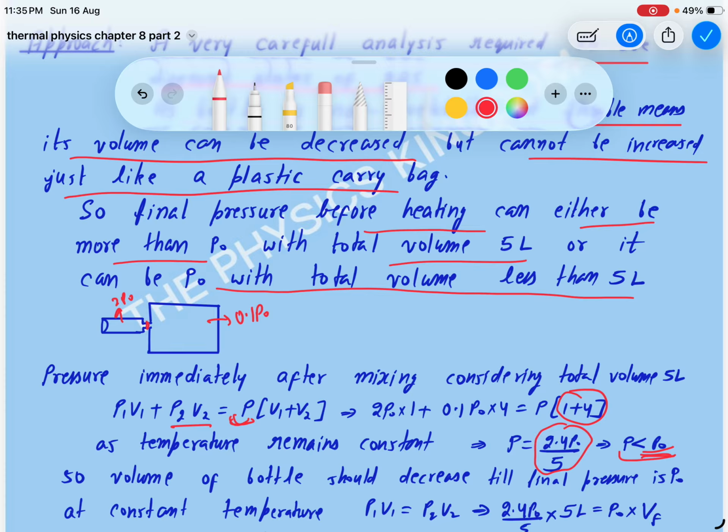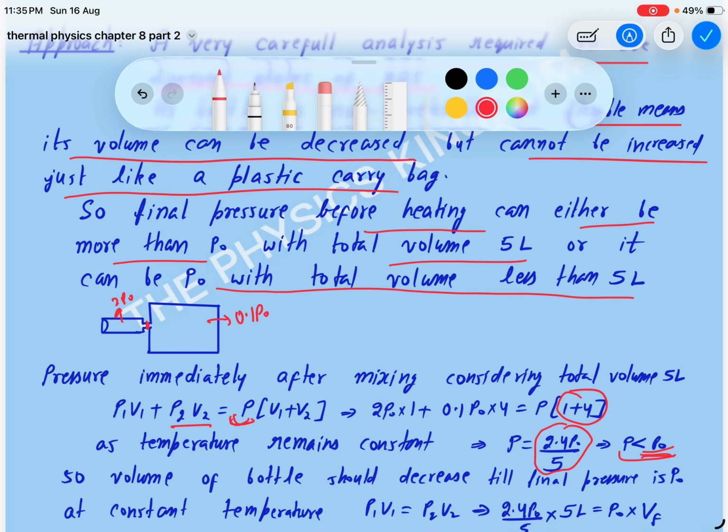So it means gases are mixing. Just after mixing, this pressure is becoming 2.4 P naught by 5, which is less than P naught. It means compression should happen, right? Outside pressure is P naught, inside pressure is less than P naught, so the bottle must compress. Now how much compression will happen? That also I don't know, right? Till what point compression will happen, that I know. Till pressure becomes P naught, right?